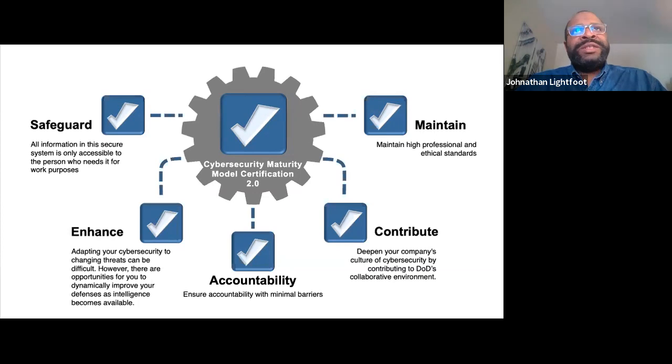While also they wanted to maintain their high professional and ethical standards. If you work with DoD, you know that their ethics and professionalism is a core to working with them, and they wanted to make sure that the CMMC program also aligned with those tenets. Can you go to the next slide, Layla?